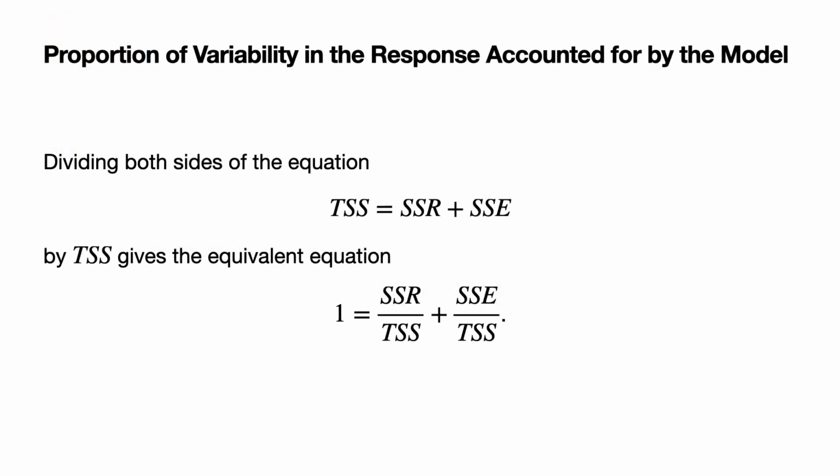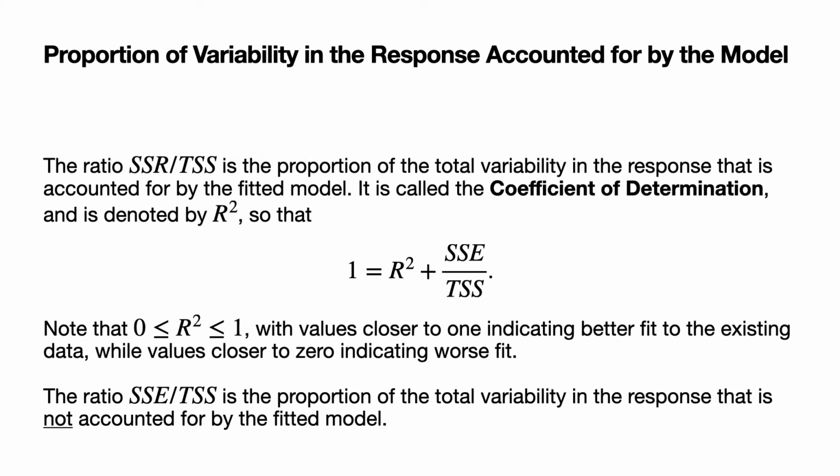Dividing both sides of the partition by TSS gives the equivalent equation, 1 equals SSR over TSS plus SSE over TSS. The ratio SSR over TSS is the proportion of the total variability in the response variable that is accounted for by the fitted model. Now, this quantity is called the coefficient of determination and is denoted by r squared, so that 1 equals r squared plus SSE over TSS.